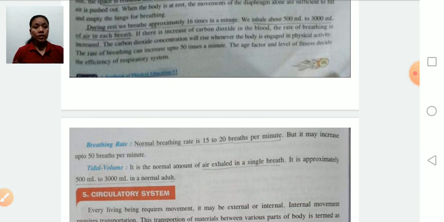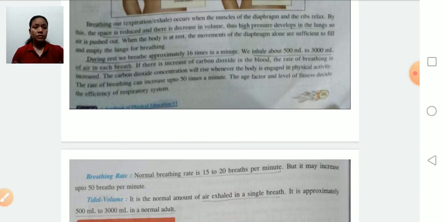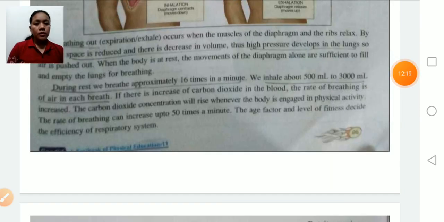During rest, we breathe approximately 16 times in a minute. Means in a minute we breathe 16 times. When we inhale, we inhale about 500 milliliters to 3000 milliliters of air in each breath. ठीक है, हर एक breath में we take 500 to 3000 milliliters of air. If the carbon dioxide increases in the blood, then the rate of breathing will also increase.